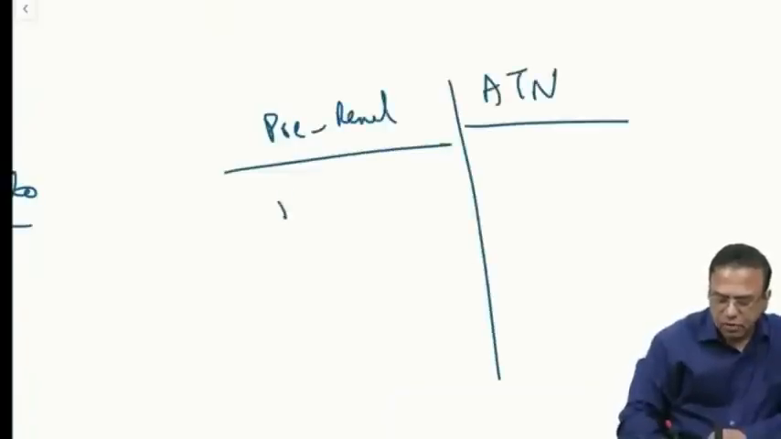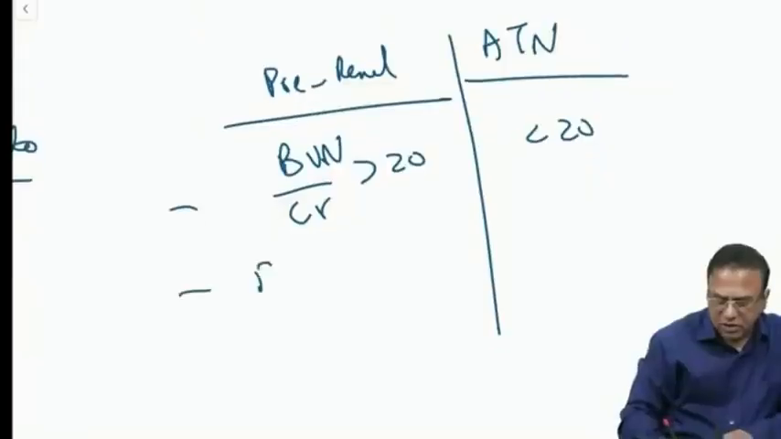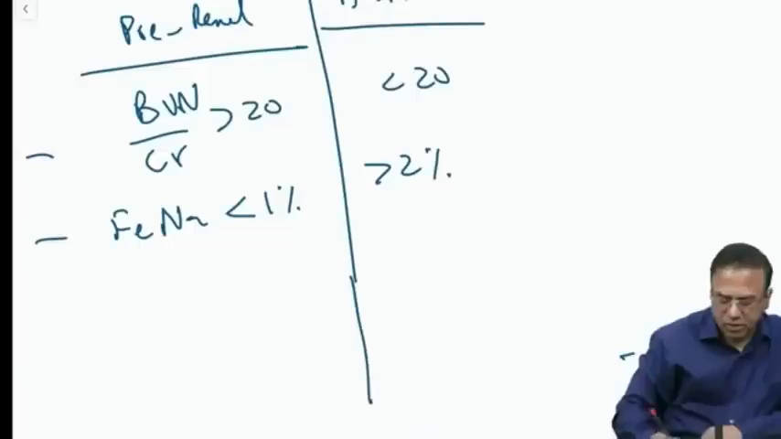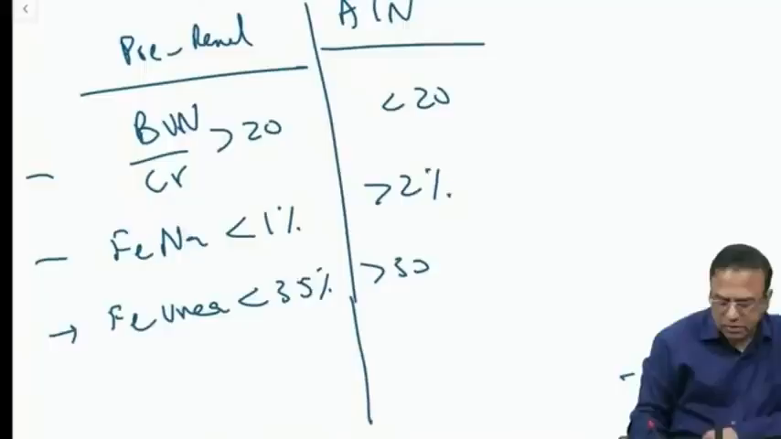And the main points to focus on are the BUN-creatinine ratio, more than 20 or less than 20. Then look at the fractional excretion of sodium. Is it less than 1% or more than 2%? Okay, 1 to 2% is indeterminate. Then look at the fractional excretion of urea. Okay, is it less than 35% or more than 35%?